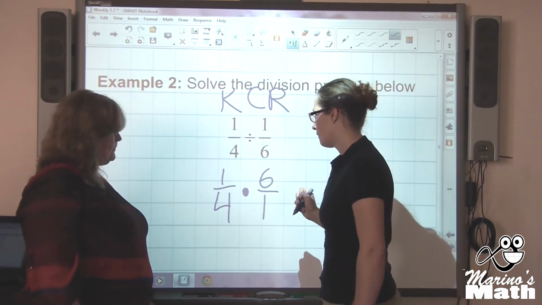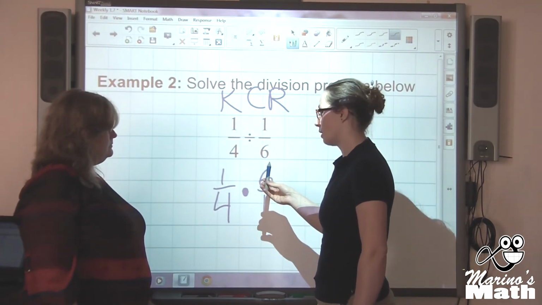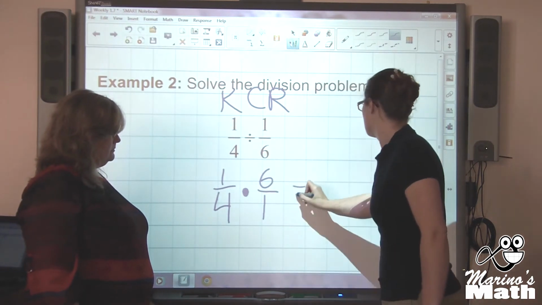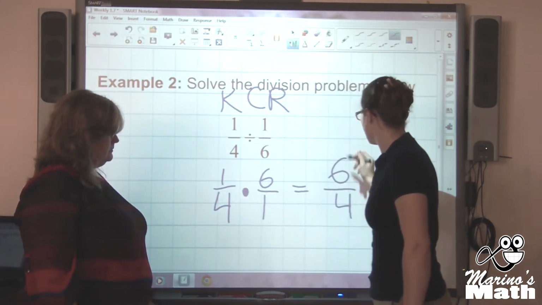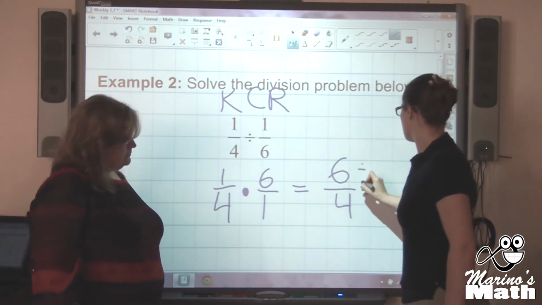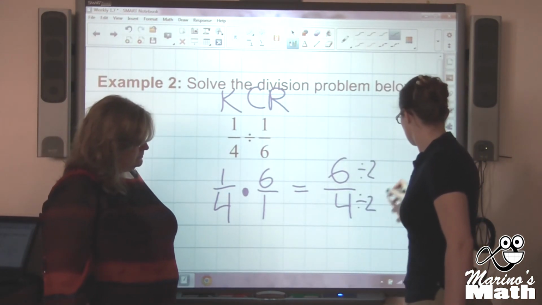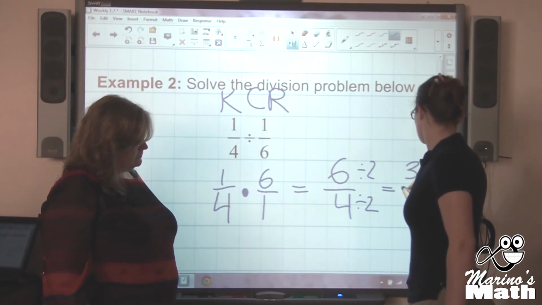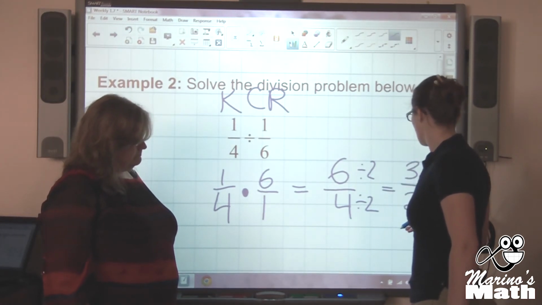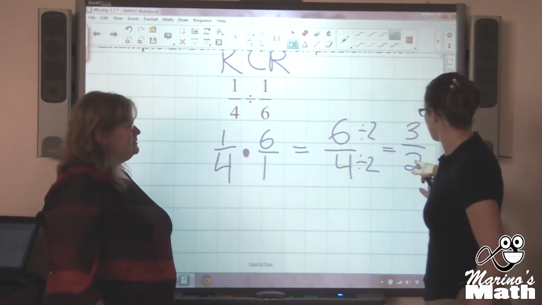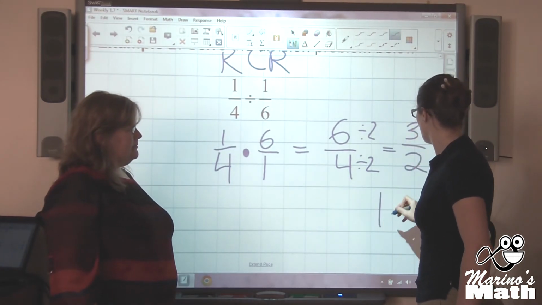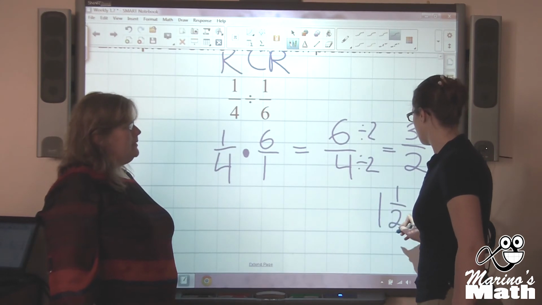Yep. Now I'm going to try your method. So I'm just going to multiply across. 1 times 6 is 6. 4 times 1 is 4. They're both even, so I'm going to divide by 2, divide by 2, end up with 3/2, which is an improper fraction. 2 goes into 3 one time, so I have 1 whole, and then I have a half left.